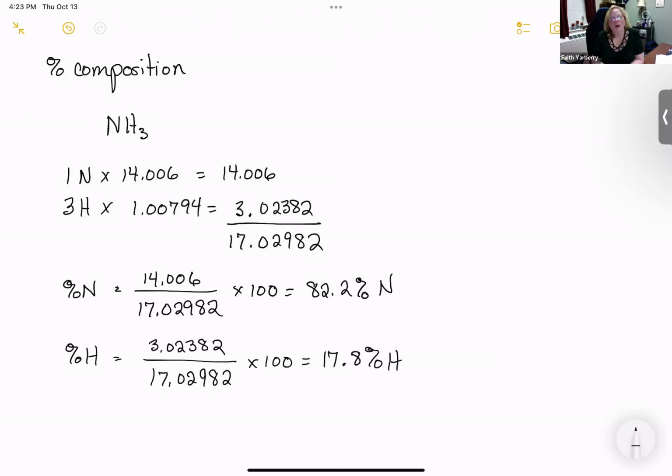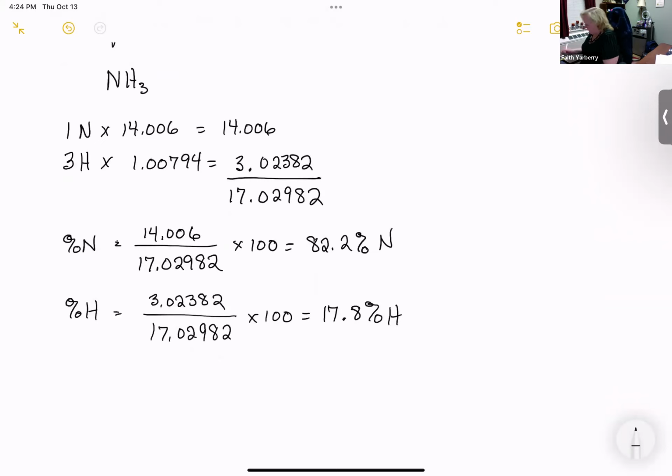So basically what this is saying is no matter where you find ammonia, because ammonia is always NH3, and because nitrogen is always 14.006 grams and hydrogen is always 1.00794 grams, what it means is that no matter where you find the ammonia, 82.2% of the compound is nitrogen and 17.8% of the compound is hydrogen.